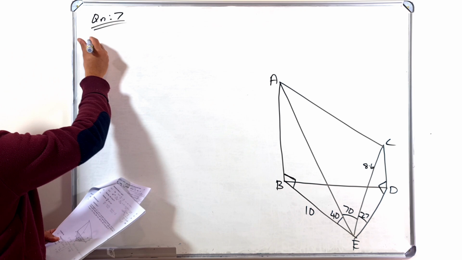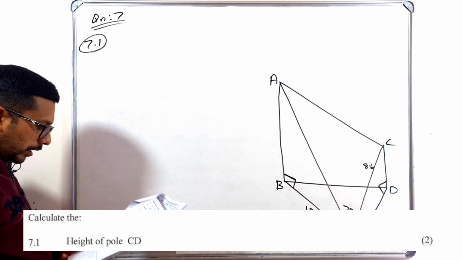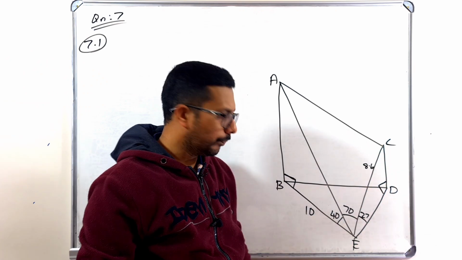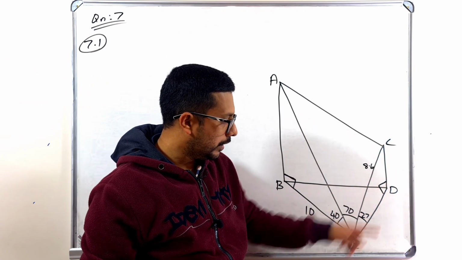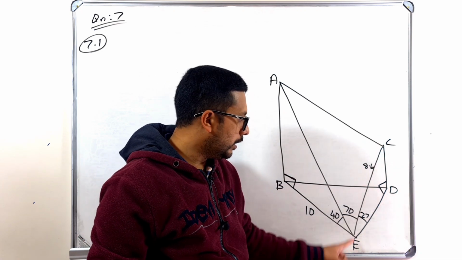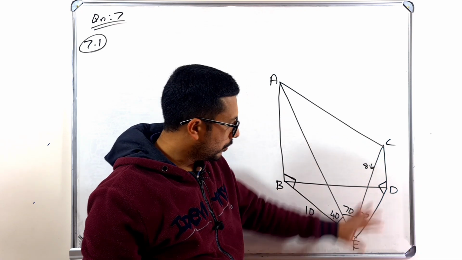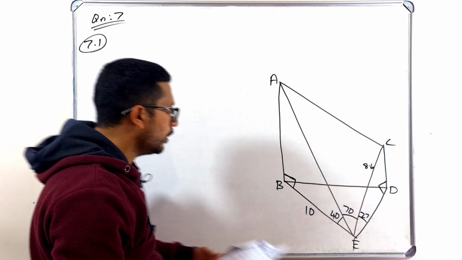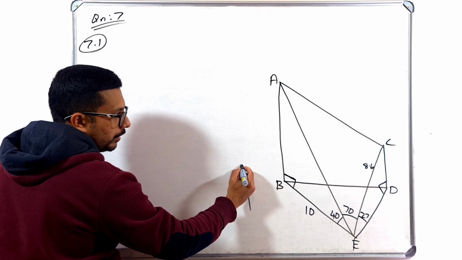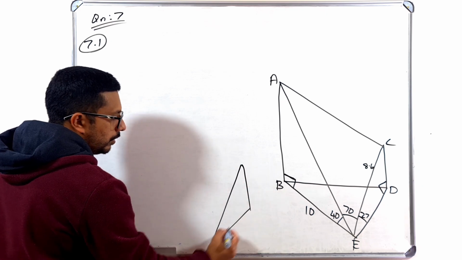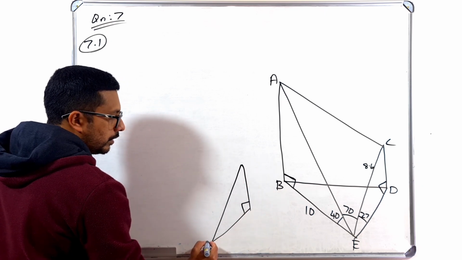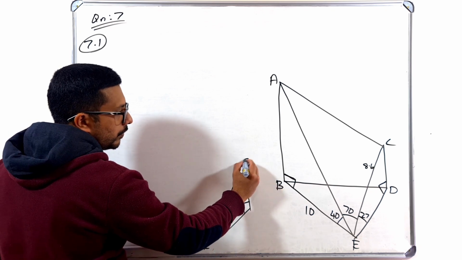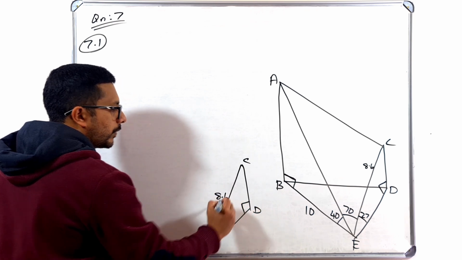Question number 7.1, what is that question? Height of the pole CD, you have to find this height CD. Okay, so here you can see that this angle is 90 degrees. Look at that triangle CDE, this triangle. So we know the length of CE is 8.6 and this angle is 27. Okay, so if I draw that triangle here, this angle is 90 degrees, this is E, and this angle is 27, this is what we want to find, and this one is 8.6.